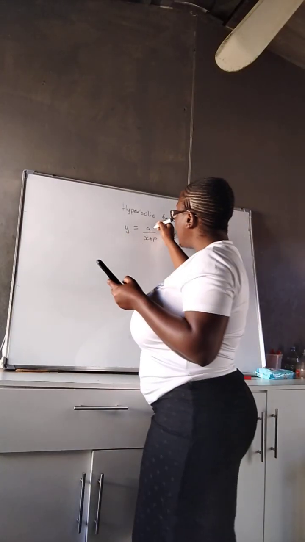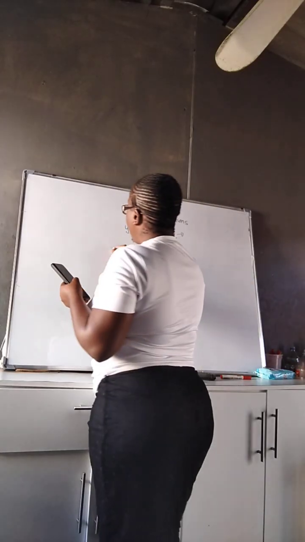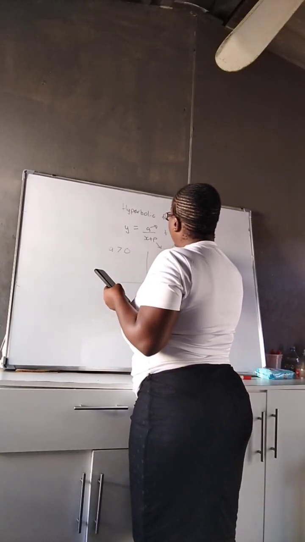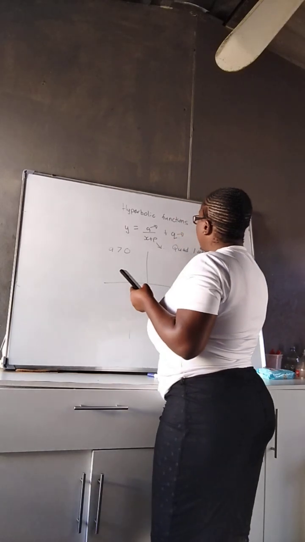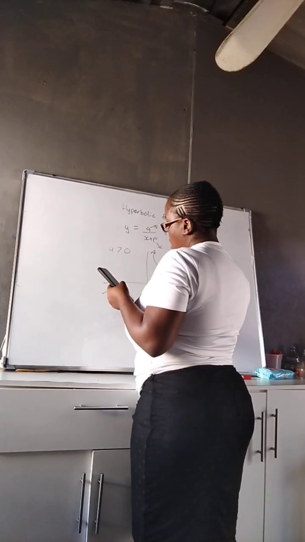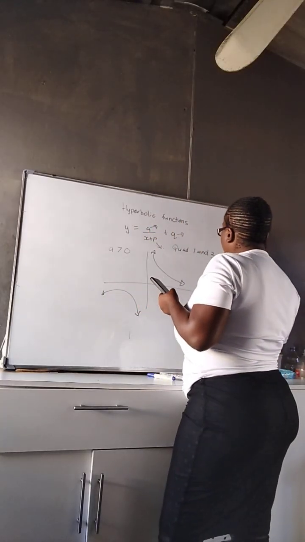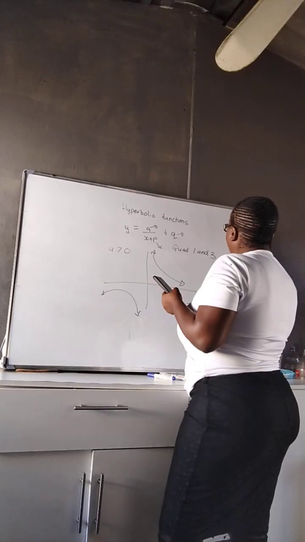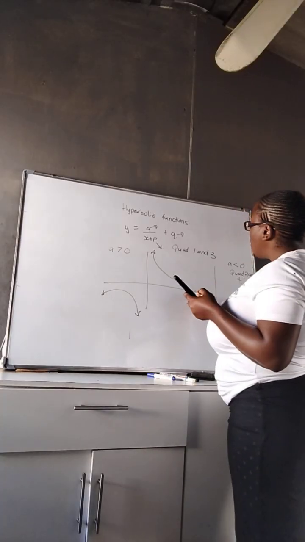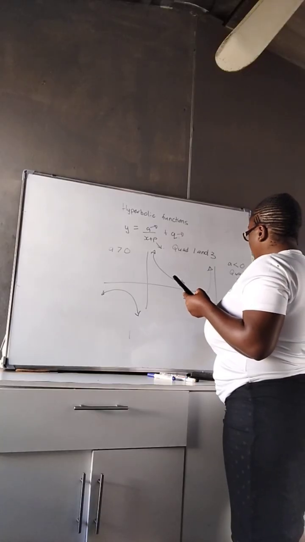So this is the driving force. When a is greater than 0, we are going to remember that it's quadrants 1 and 3, right? So it's going to look like this, and like that. And then if a is less than 0, it's quadrants 2 and 4, right? So it's going to be quadrant 2 like that and quadrant 4 like that.